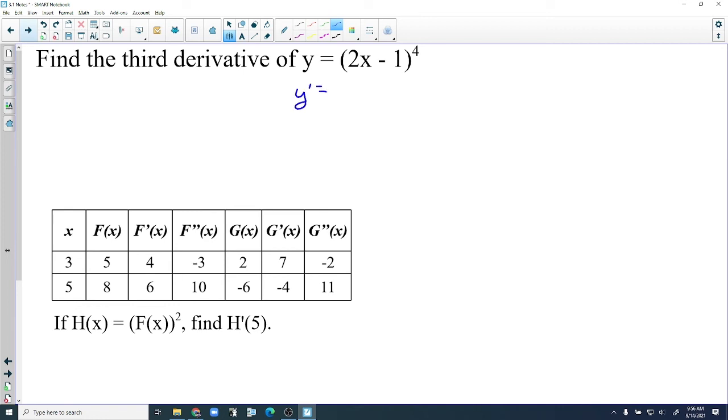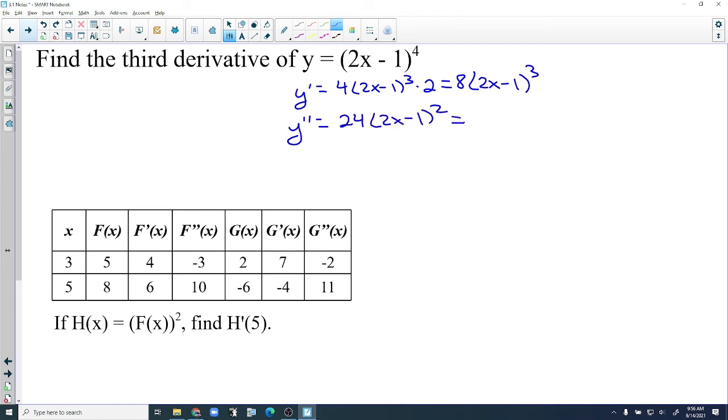First derivative times 2. So 8, 2x minus 1 to the third. There's the first derivative. You have to remember to multiply by 2, and that's kind of what we're checking here. Can you remember to multiply by 2? Second derivative, 24, 2x minus 1 squared.